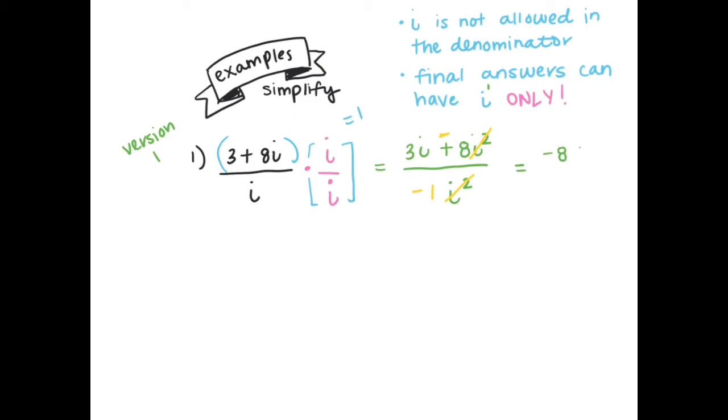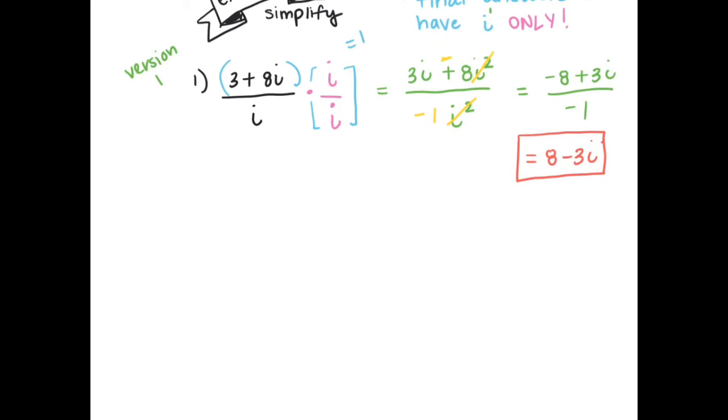Now, let's rewrite this. Now I'm going to have -8 plus 3i over -1. You could leave your answer like this, but the better answer is to evaluate that -1, which just changes signs. So my final answer is 8 minus 3i. But please recognize that both of them are correct, and I would accept either answer.